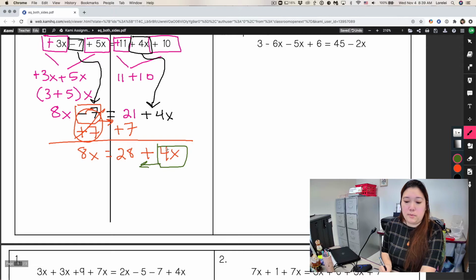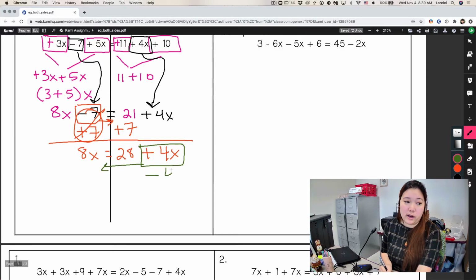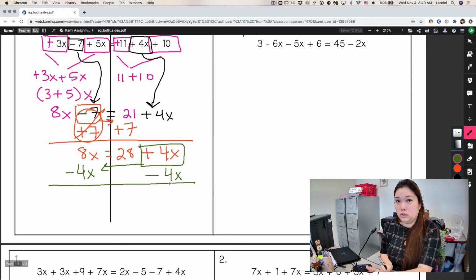So this is a positive... oh, I should have boxed this whole thing. Here we go. This is a plus 4x, so we'll do the inverse operation and subtract 4x. You see how this is lined up? When you're doing your inverse operation, these two signs should be opposite. So if you have a plus here and a plus here, then you know you did something wrong. Okay? So this is plus, so this should be minus, which means we'll also minus 4x from the left side to keep it equal, right?